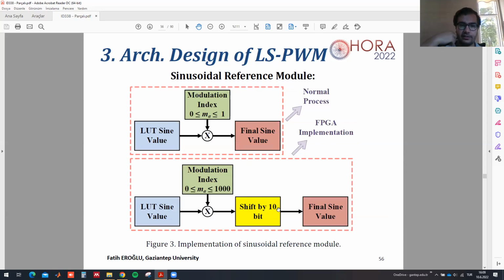So this is basically the structure of the process that I've just mentioned. In the normal process, we just multiply the value by the modulation index, which is between 0 and 1. For the FPGA implementation, we multiply it by the modulation index and shift it by 10 bits to obtain the final modulation index introduced sinusoidal value.